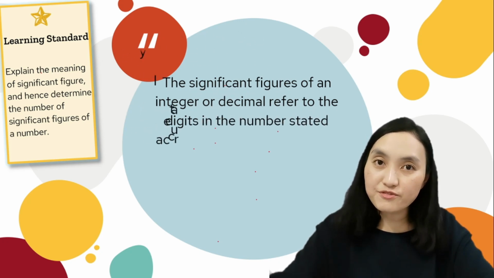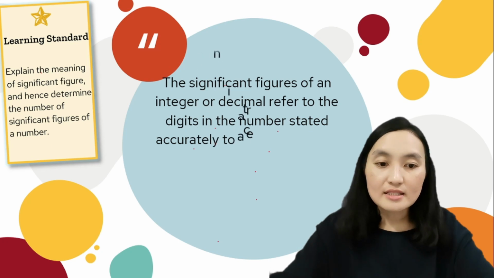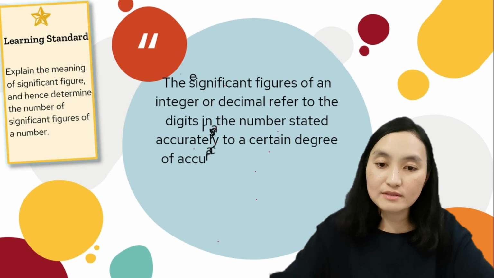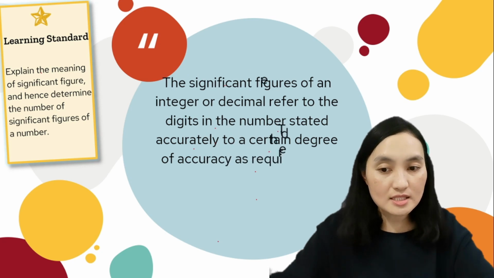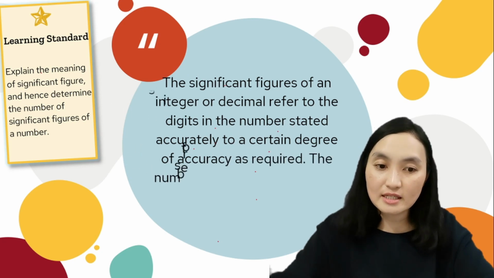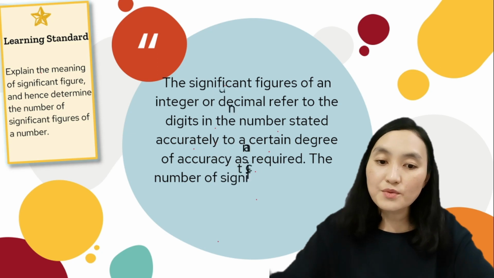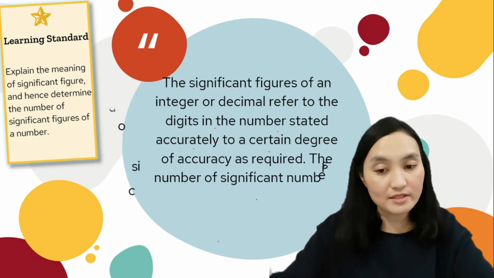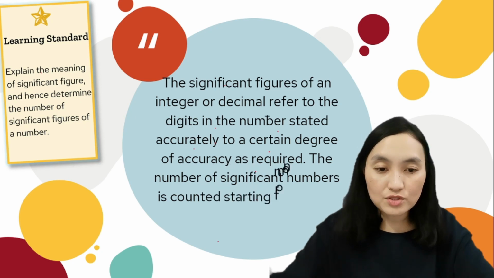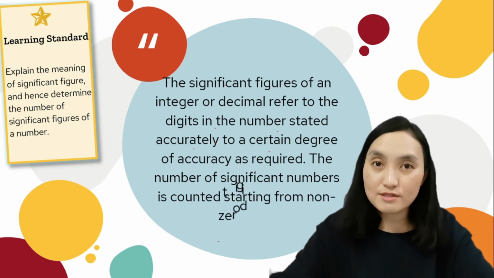So the conclusion of the first part of the lesson: the significant figures of an integer or decimal refer to the digits in the number stated accurately to a certain degree of accuracy as required. The number of significant figures is counted starting from a non-zero digit.